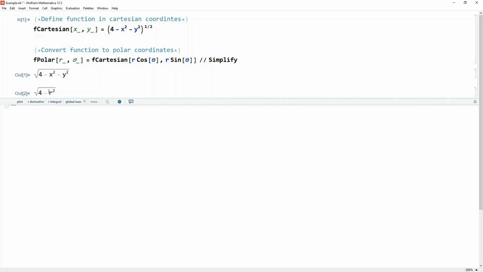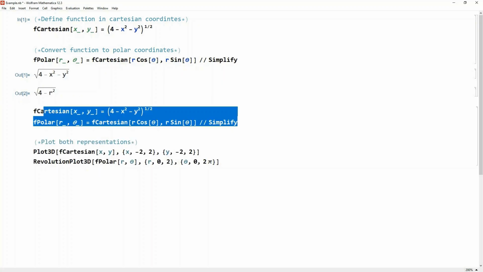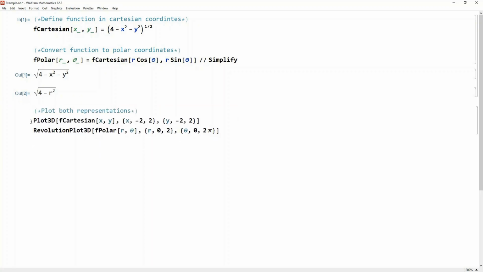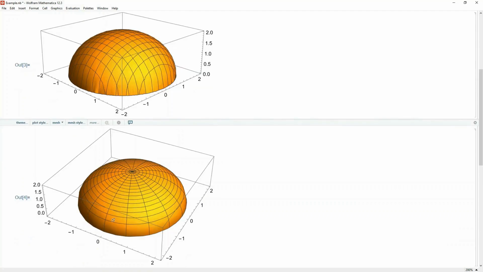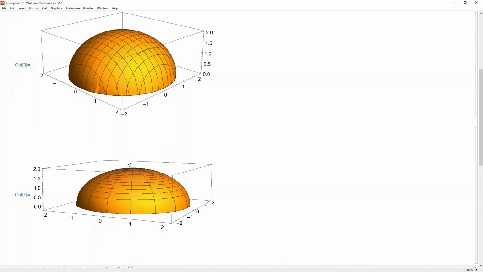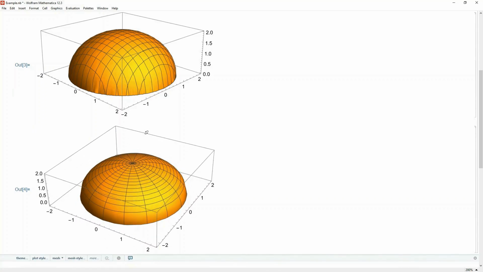Going ahead and inputting that, we see that here are our two representations of the function. Let's plot both of these. I'll use Plot3D to plot the normal Cartesian representation between these x and y values, and then RevolutionPlot3D to plot the polar version between this radius and this theta. Entering these in, we see that these are basically equivalent representations, and they're just the top half of a sphere of radius 2. So that's what the function looks like.